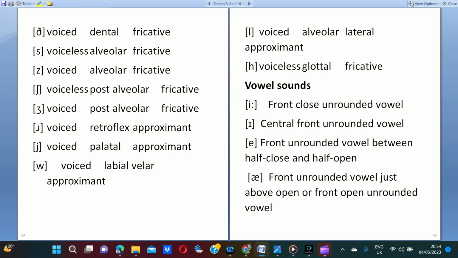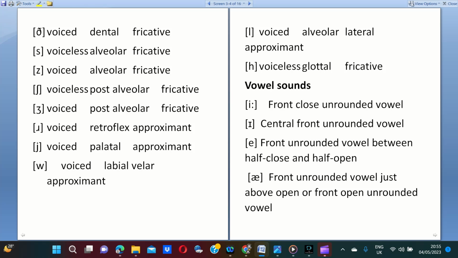Where is the hard palate region? The ridge-like structures on the roof of the mouth are called the hard palate combinedly. Here, the middle part of the tongue touches the palatal region to produce this sound. This is a voiced sound. Ya.